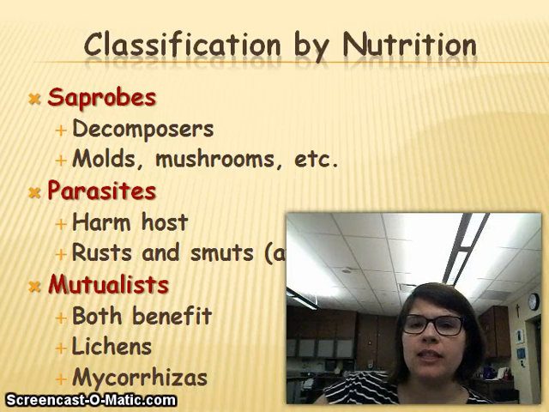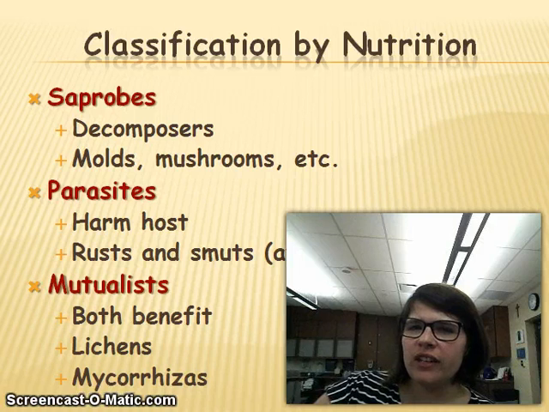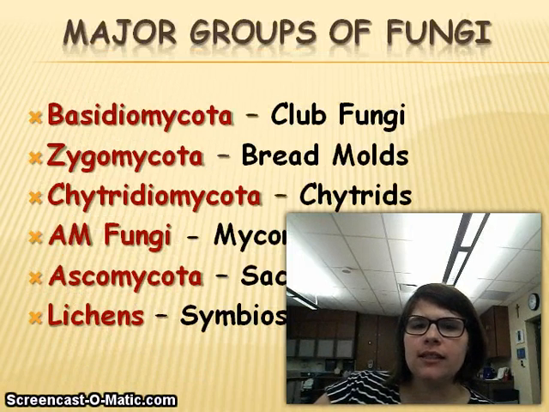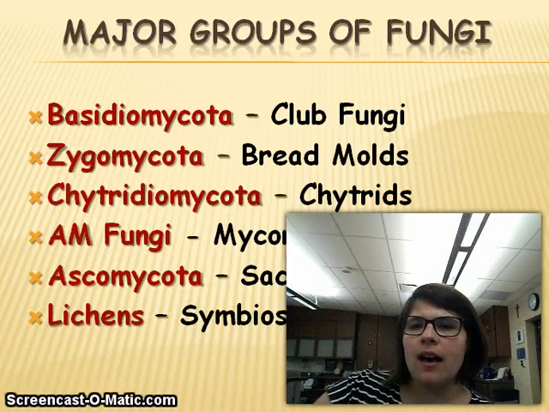And then we have mutualistic type fungus. Now, you might have never thought that a fungus could be mutualistic, but in actuality it is, and a lichen is an example of that. Anytime you see that green stuff on a tree bark, you're seeing lichen. Okay, so let's talk about the major groups we have of fungi.